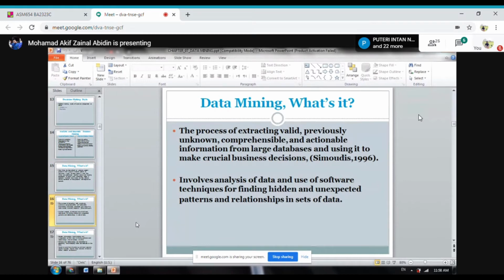Okay, again, the definition of data mining. There are many definitions given here. The process of extracting valid, unknown, comprehensive, actionable information from large databases to make business decisions. Finding hidden and unexpected patterns. Again, you repeat the same keywords: the word hidden, the word patterns, the word uncovered, the words hidden knowledge, for example. These are the keywords. So in the scenario, we will use these keywords for you to identify the answer.